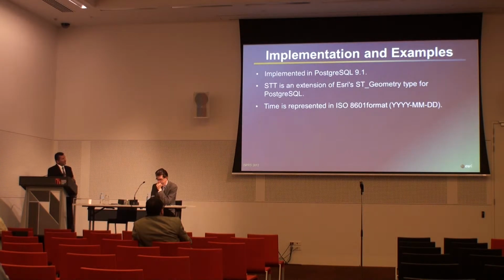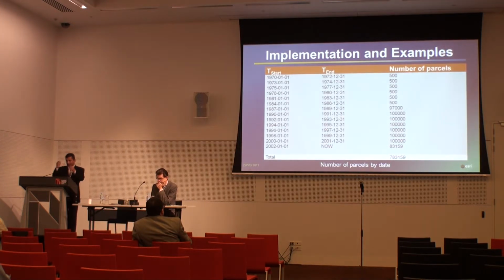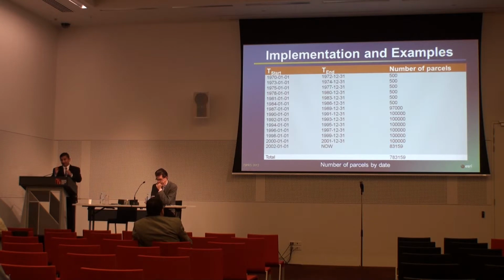This type is implemented in an open source database, which is Postgres 9.1. Basically, it's an extension of the ESRI ST geometry type, which is already implemented out there. And time is represented in the ISO format. So there is no timestamp there, only date time is supported at this time.